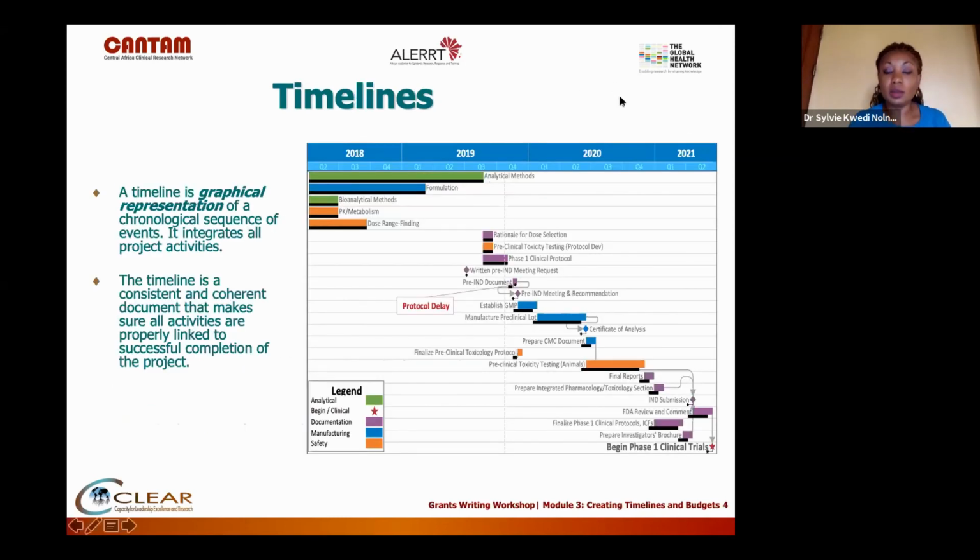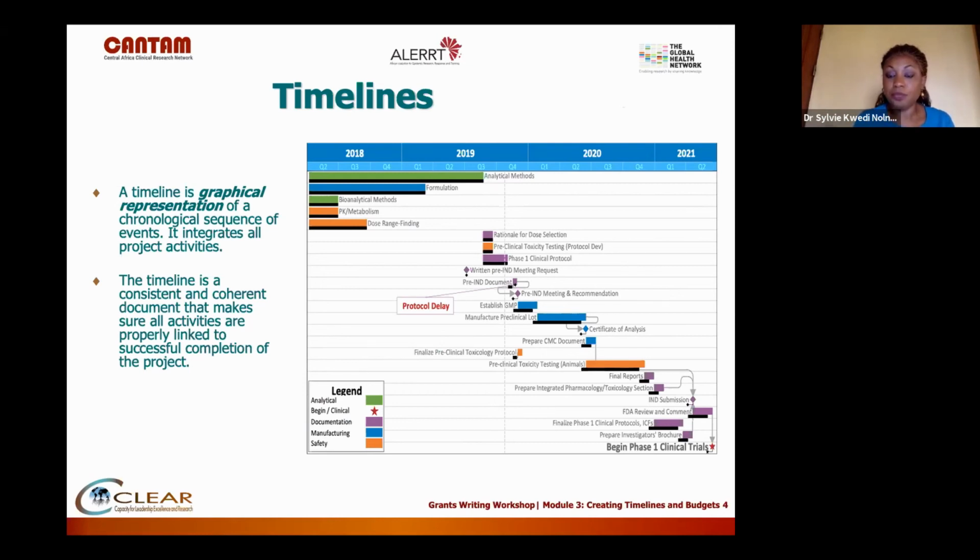So a timeline, you hear timeline and you hear schedule. Those are two different things. A timeline is a graphical representation. It's a picture. Well, a schedule is not a picture. A timeline is a graphical representation of a chronological sequence of events that integrates all project activities.